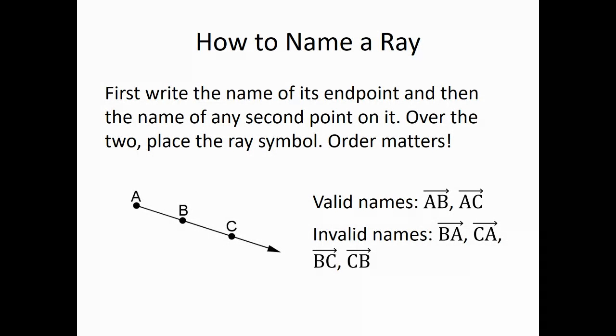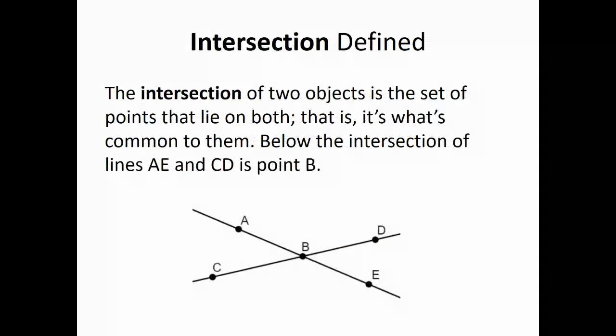Notice that the second point is just some other point on the ray that is not the endpoint. Now, of course, there will be invalid names if order matters. One invalid name would be BA, because ray BA would start at B and then pass through A. That's not what our ray does. CA would also be invalid because ray CA would start at C and then pass through A, and so on.